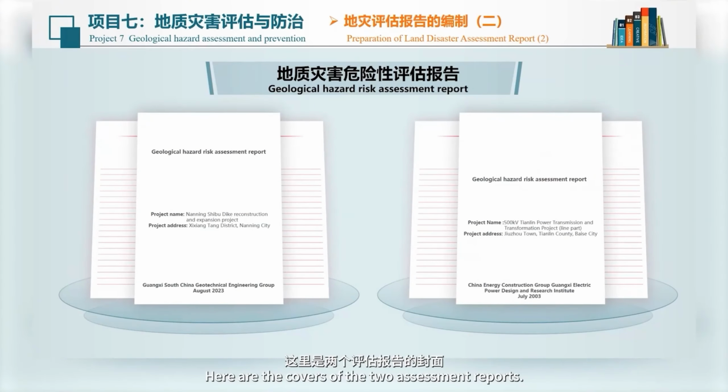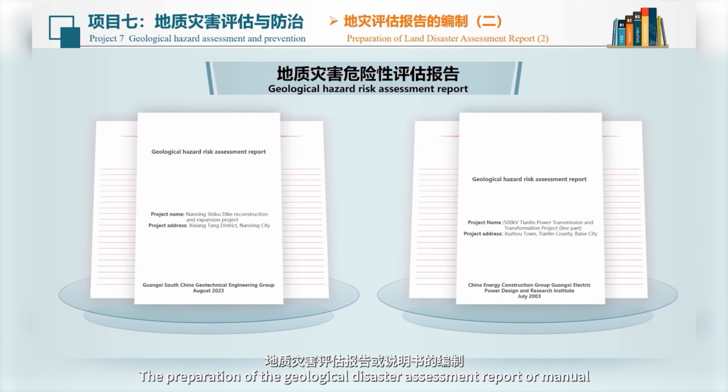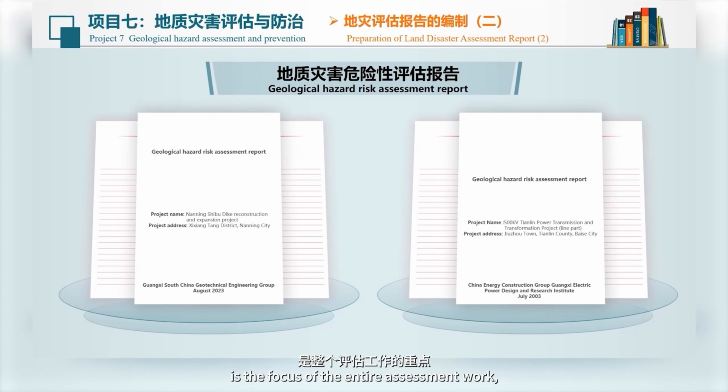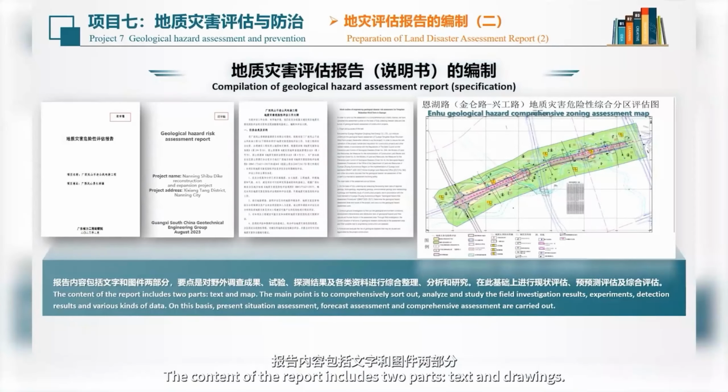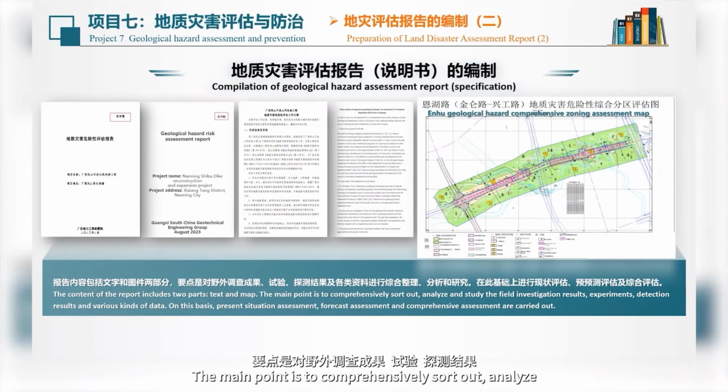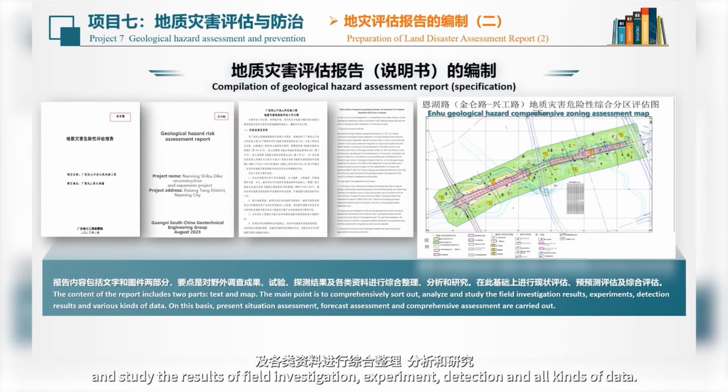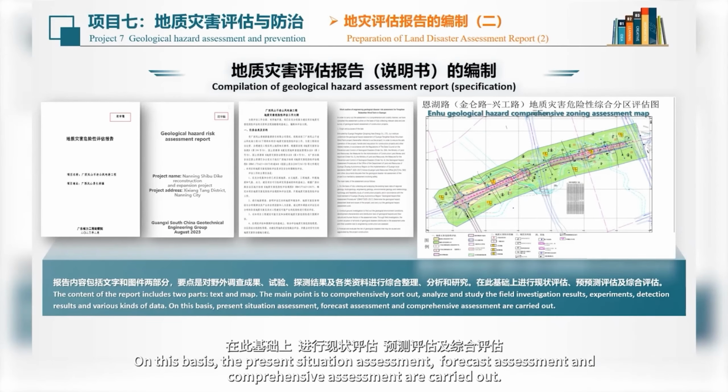Here are the covers of the two assessment reports. The preparation of the Geological Disaster Assessment Report, or manual, is the focus of the entire assessment work. The content of the report includes two parts, text and drawings. The main point is to comprehensively sort out, analyze, and study the results of field investigation, experiment, detection, and all kinds of data. On this basis, the present situation assessment, forecast assessment, and comprehensive assessment are carried out.